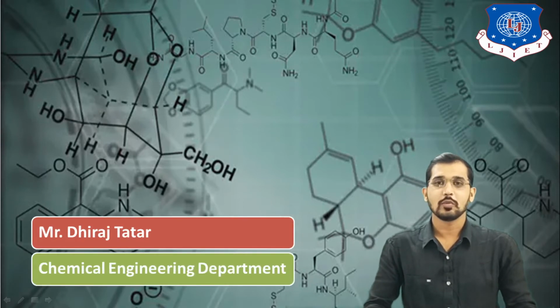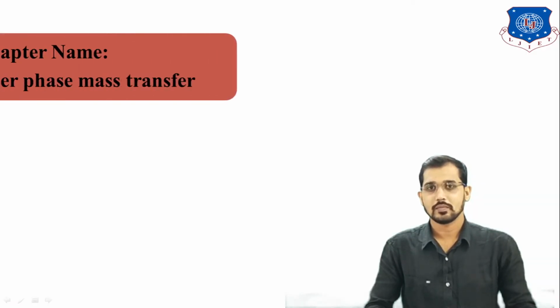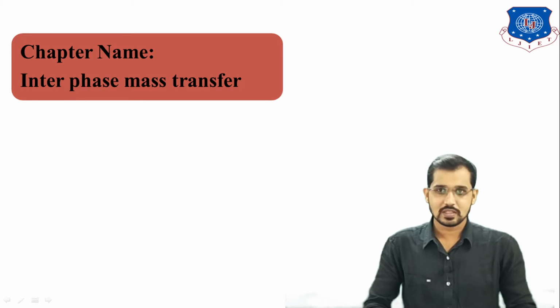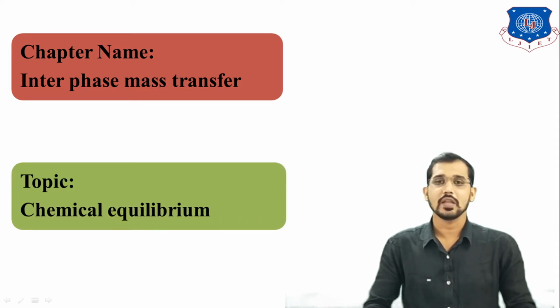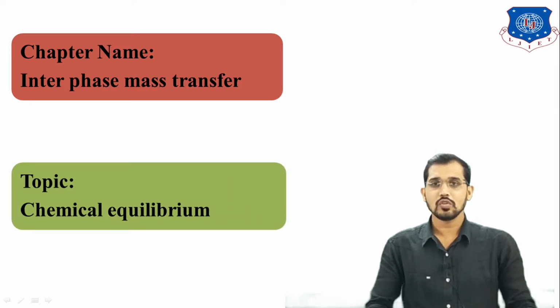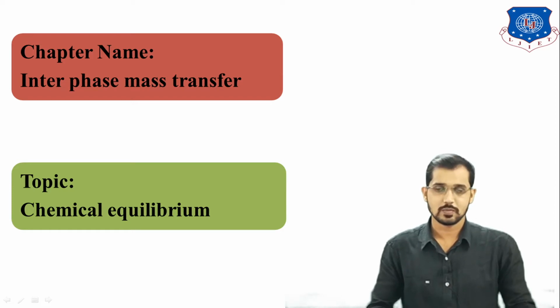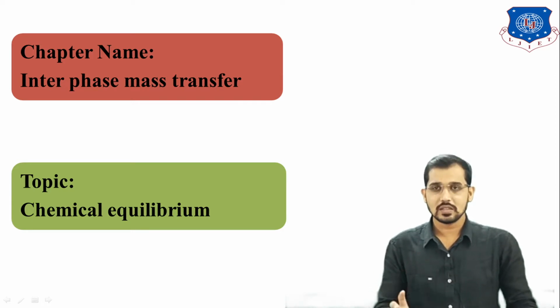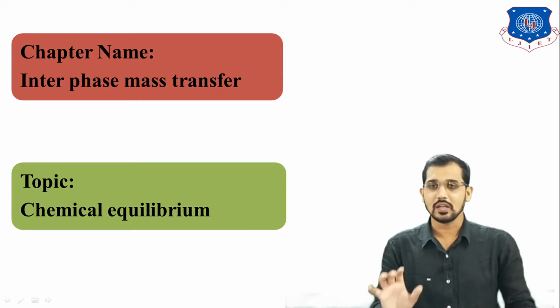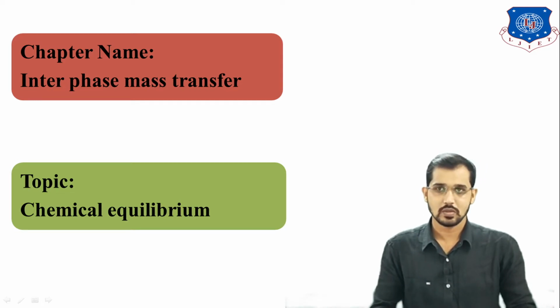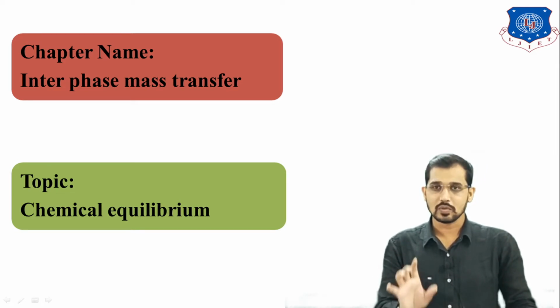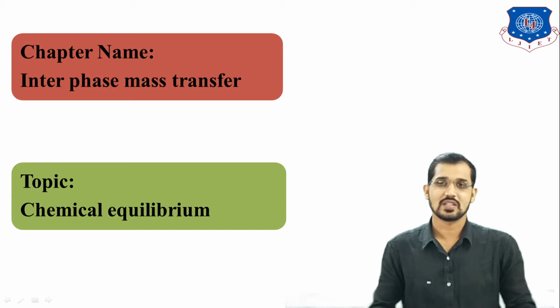In this lecture, I am going to start a new topic of Mass Transfer Operation 1. So let's start. The chapter name is interphase mass transfer and the topic is chemical equilibrium. Before that, you should know the meaning of interphase mass transfer. In the previous lecture, we discussed in detail the difference between intraphase and interphase mass transfer. And the chemical equilibrium concept is involved in interphase mass transfer.